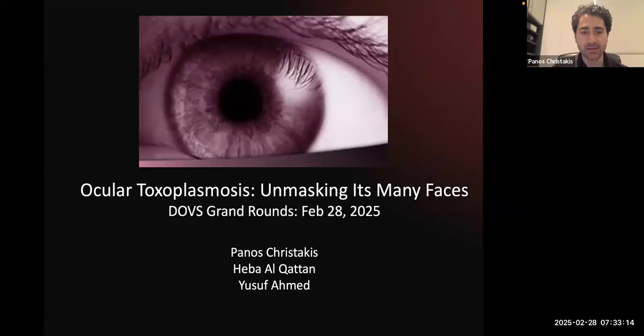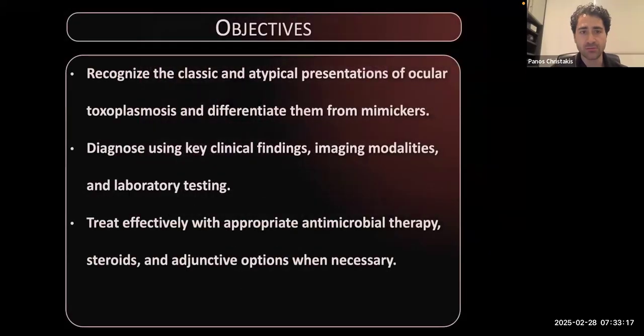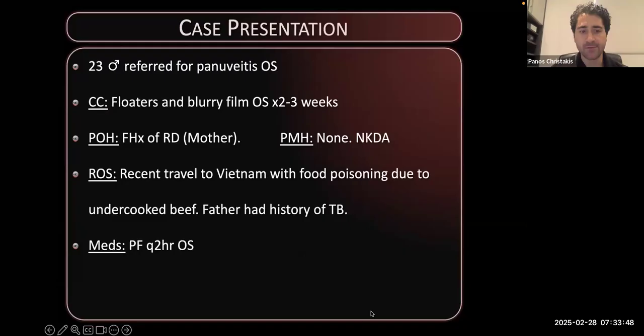So we'll start by going through the objectives. To recognize both the classic and the atypical appearances of ocular toxoplasmosis and be able to differentiate them from mimickers of it. Diagnose using clinical findings, imaging modalities, and laboratory testing, and how to effectively treat them with antimicrobial therapy, when to use steroids, and any adjuvant options. So we'll start off with Heba, who's going to give us the first case, followed by Yusuf.